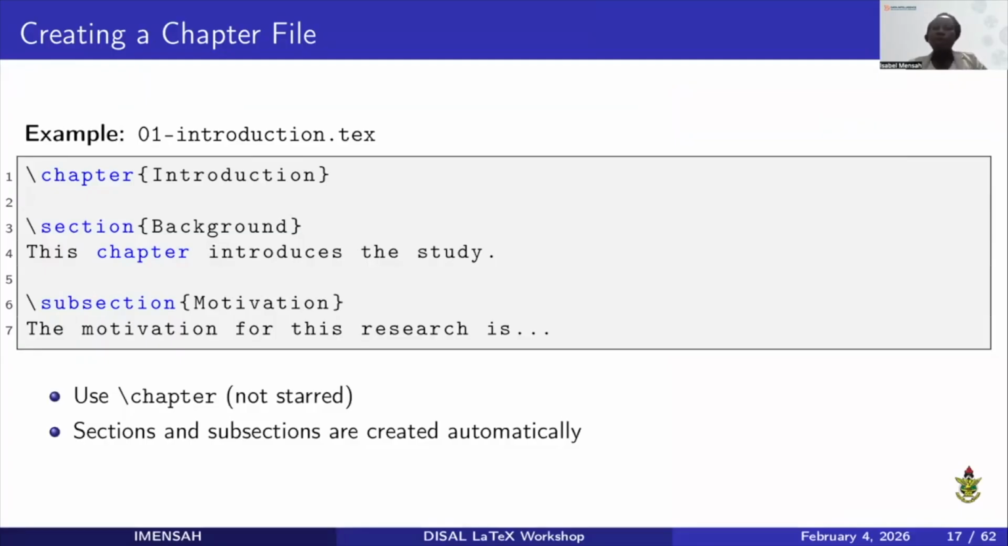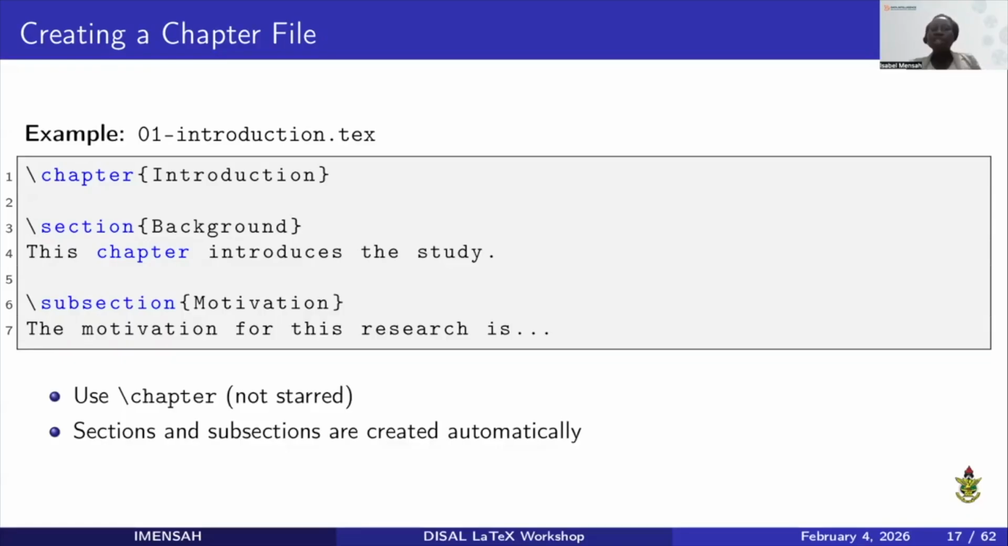Now for the introduction, for the main chapters, we would want to number them. So we'd have introduction, background, etc. In doing that, we don't have to put the asterisk sign on the chapter.